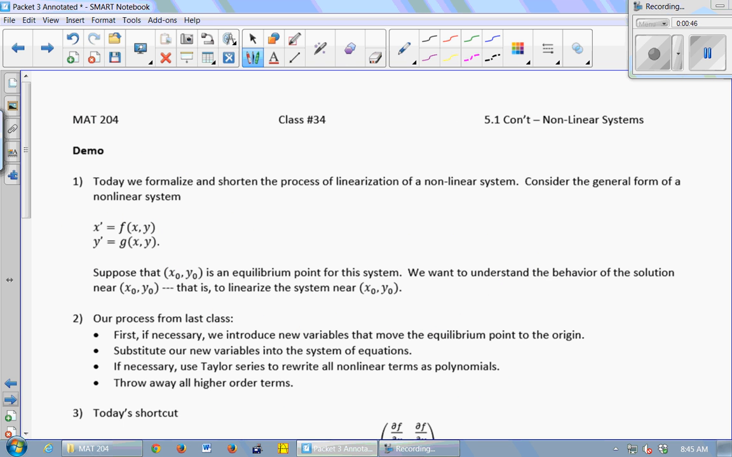Okay, so today we're going to formalize and shorten the process of linearizing a nonlinear system about an equilibrium point. So if you were here last class, the process was relatively painful.